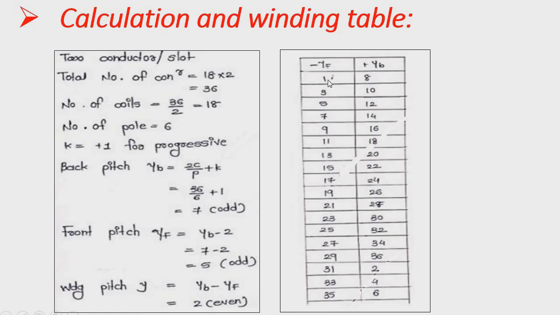Simply we can write like this: 1, 3, 5, 7, 9, like this, and here 1 plus 7 is 8, so 8, 10, 12, 14, up to 32, 34, 36, and after 36 the remaining conductors are 2, 4, 6 and then 8. So this is the winding table. From this winding table we will draw the winding diagram in developed form and the sequence diagram.